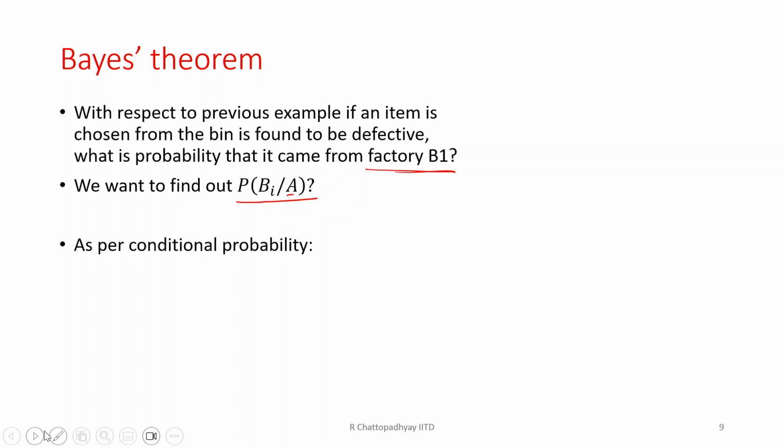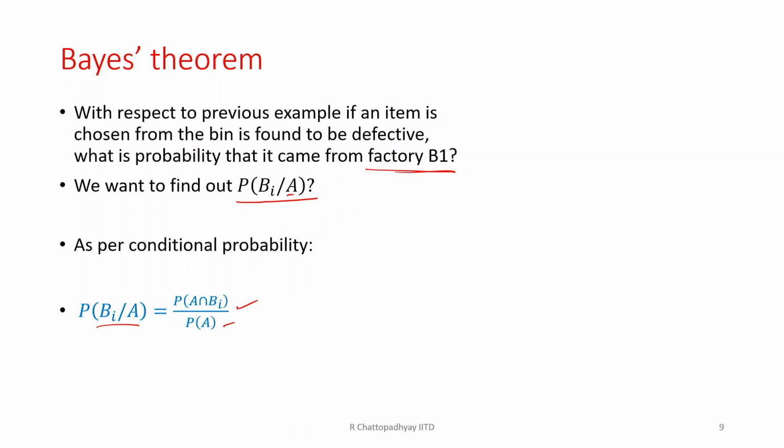So as per conditional probability, P(Bi given A) can be written as P(A intersection Bi) divided by P(A). This is what we have learned already in conditional probability. The condition is given A; Bi is going to happen. It is the probability of Bi given that A has already occurred, and this is the formula which can be written.